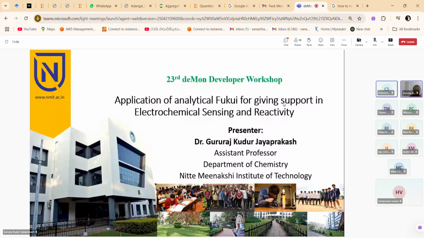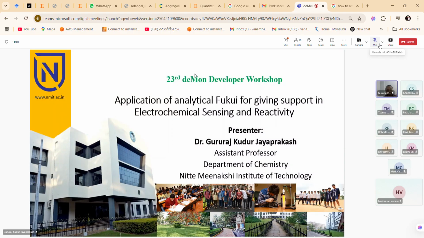Hello, everyone. Very good afternoon. Thank you so much for this opportunity to present our research group, what we are doing, and how we are performing calculations using deMon2k to support the electrochemical experimental results. In particular, we are using deMon2k to model the carbon-based electrodes for supporting our electrochemical sensing results.